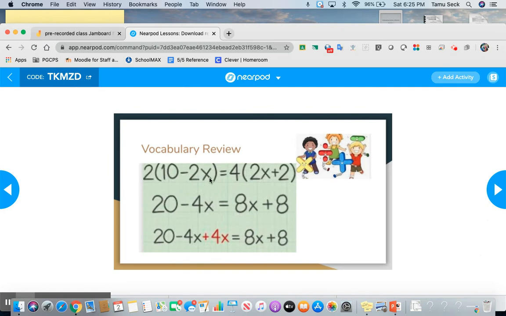Let's review solving equations with variables on both sides. When you have equations with variables on both sides, you have to bring one of the variables to the other side to be able to solve it.